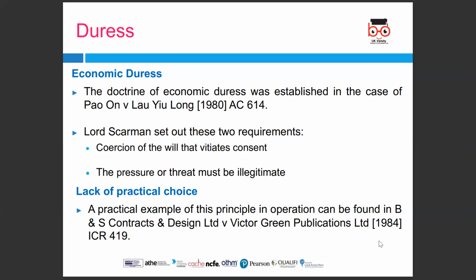The first requirement, that it requires a coercion of the will, that vitiates consent, was highly criticised by academics such as Atiyah, and it was criticised in the case of Dimskal Shipping Company v International Transport Workers Federation 1991. Lack of practical choice. A practical example of this principle in operation can be found in B&S Contracts and Design Limited v Victor Green Publications 1984.